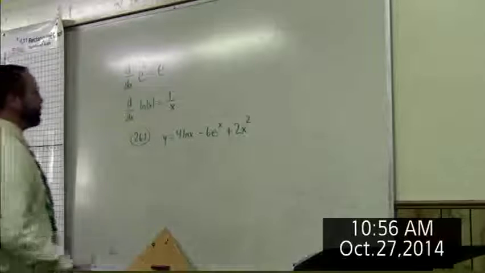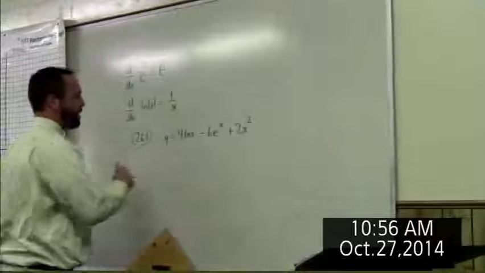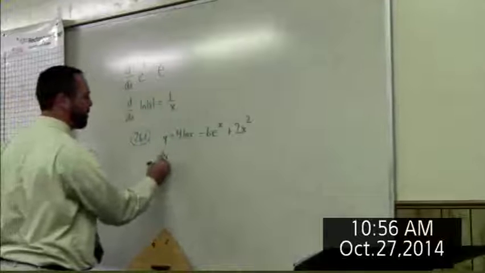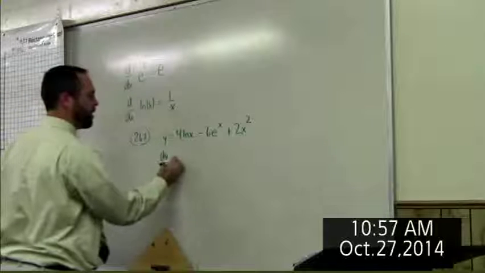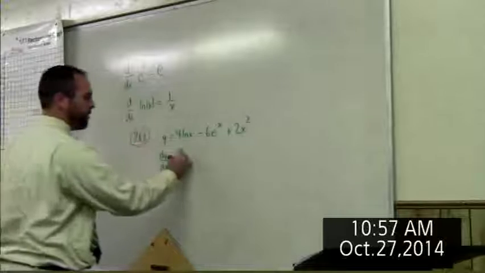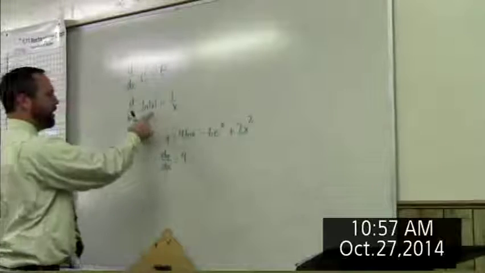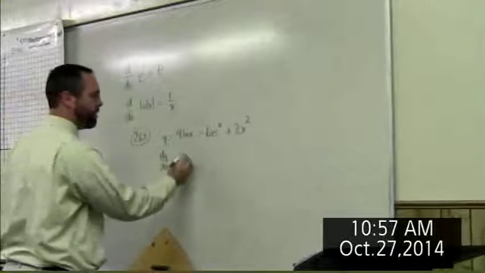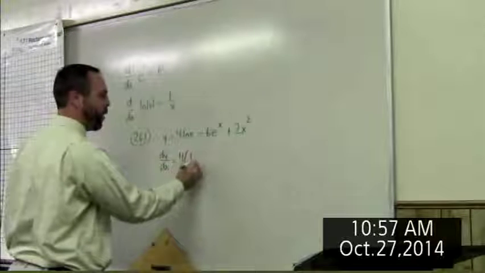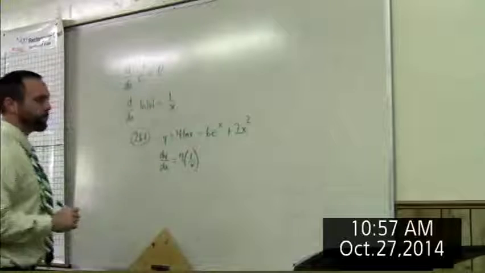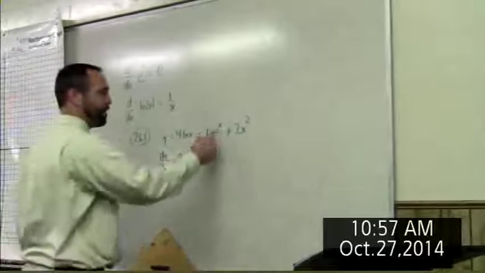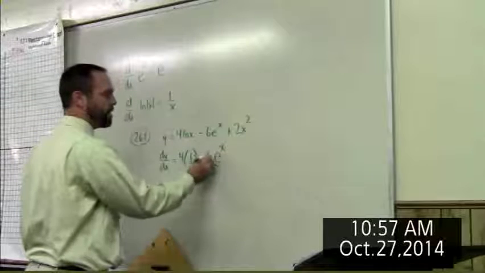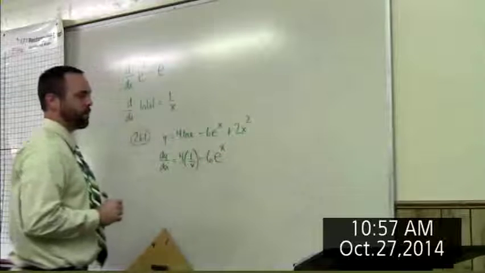Okay, what we would do here is, they ask us to find the derivative, dy dx. All right, now 4 is just being multiplied by the natural log of x. We've already found out the natural log of the absolute value of x is just 1 over x, so the derivative of the natural log of x would just be 1 over x. Okay, and I said that the derivative of e to the x is just e to the x. We have the 6 in front of it, so it'd just be 6 times e to the x.